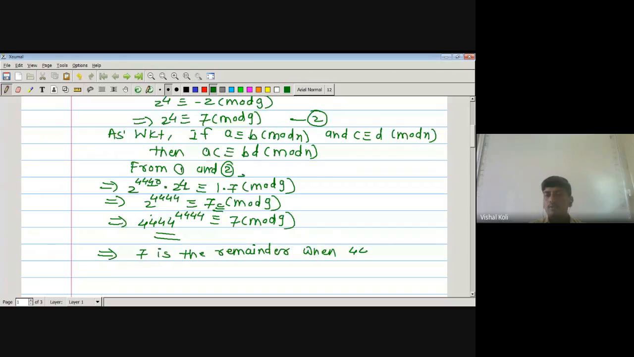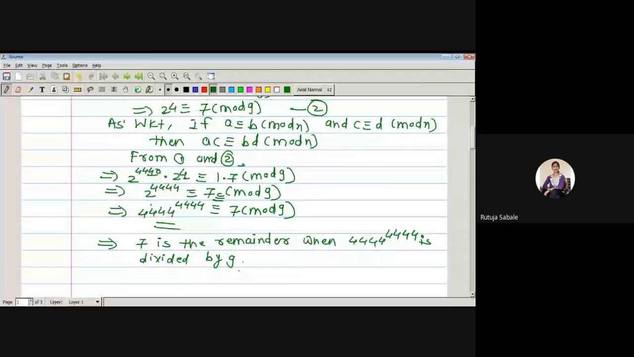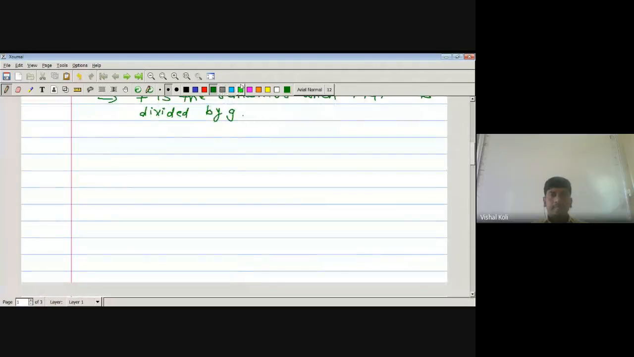When 4444 to the power, again the same number, is divided by 9. Okay, any doubt, Kunal? No, sir.